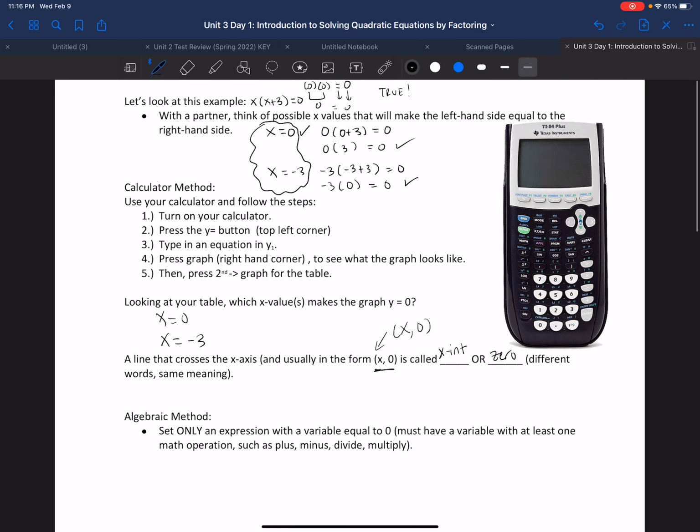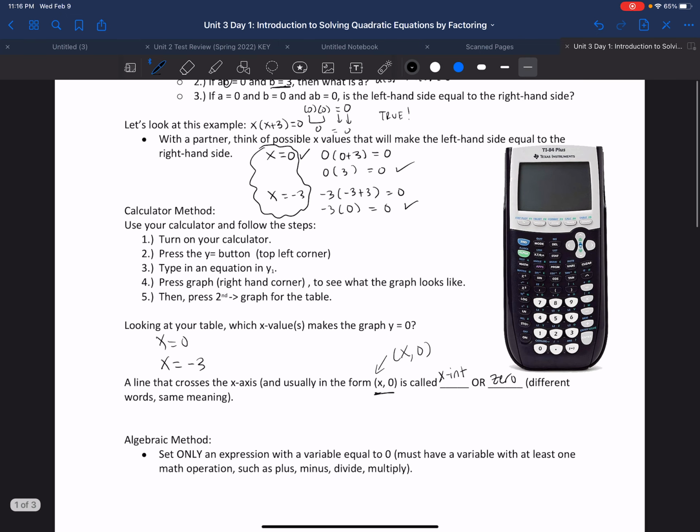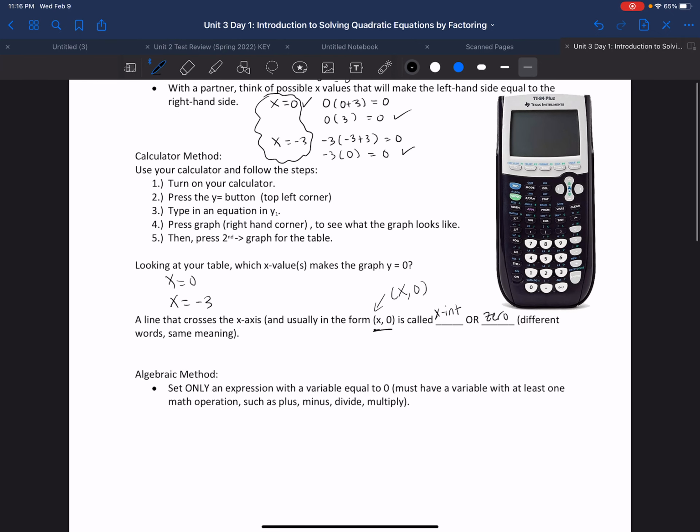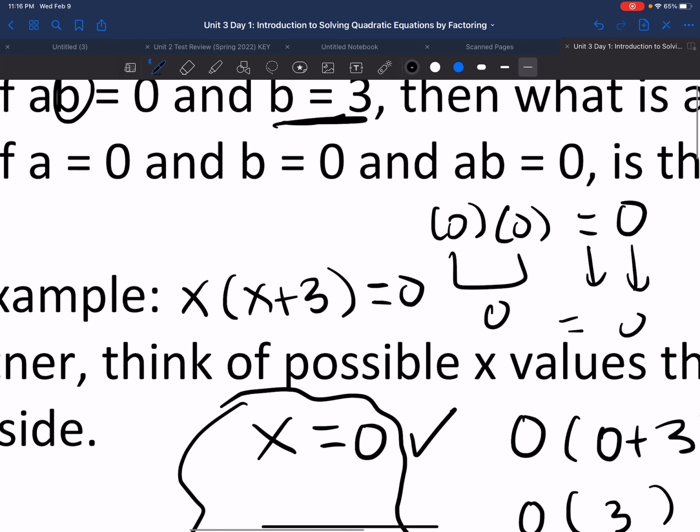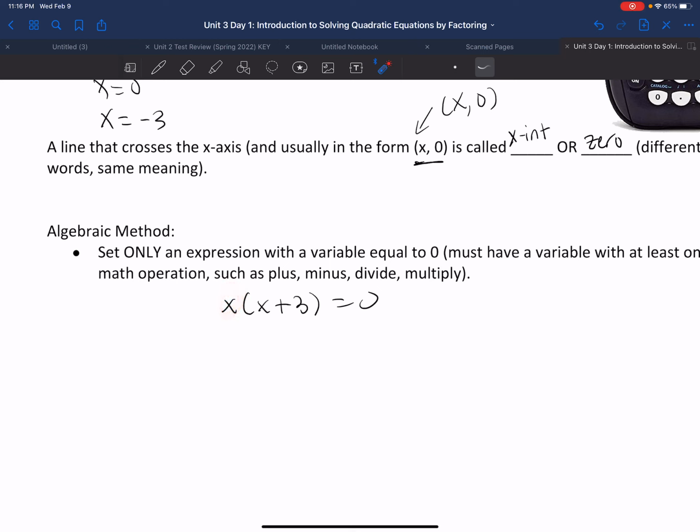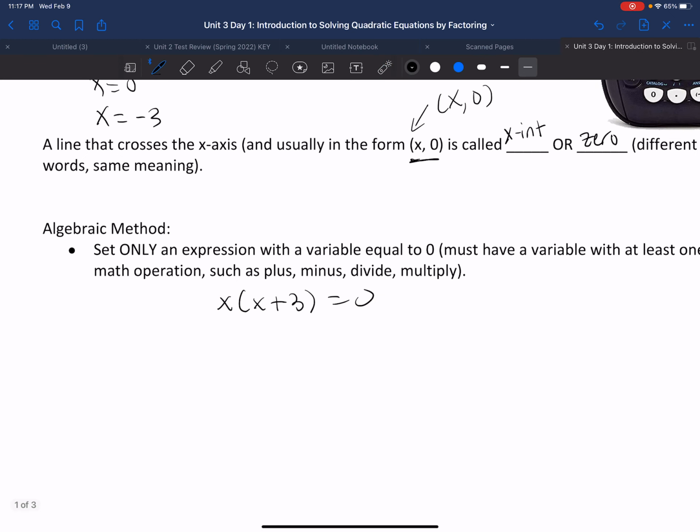Let's go ahead and do the algebraic method. It says, set only an expression with a variable equal to 0. It must have a variable with at least one math operation, such as plus, minus, divide, or multiply. So if I use this again, x times the quantity x plus 3 is equal to 0, since this is an expression, it has a variable, and I can set that equal to 0. So I do x equal to 0, okay?